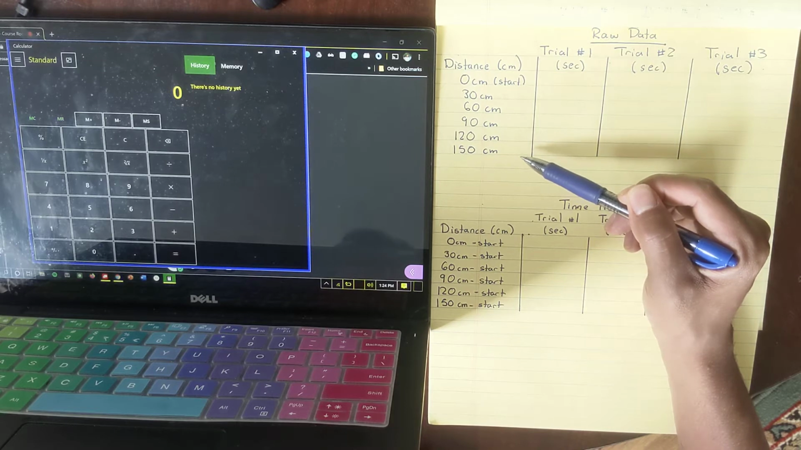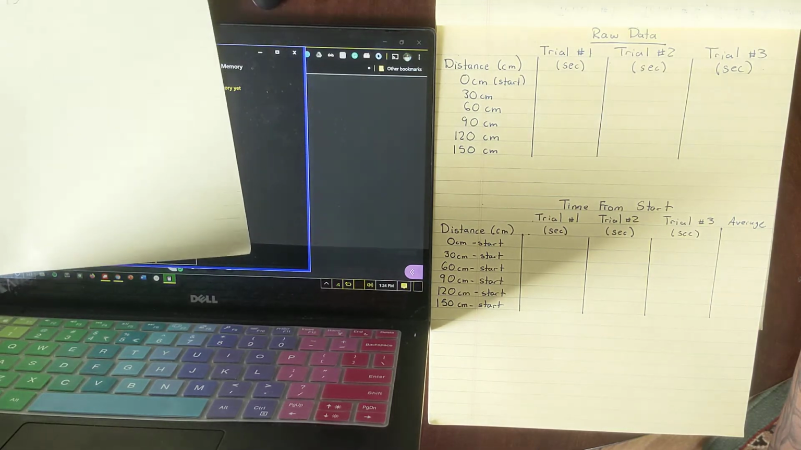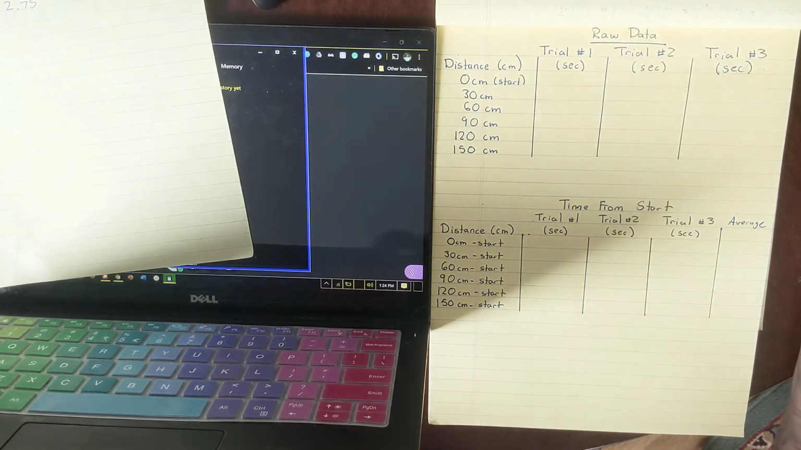Okay? I have some sample data here that I'm going to use. This is not data that's reflective of the actual YouTube video. To get the real data and to get credit for it, you're going to have to watch the videos and do your best to figure out at what time the ball crosses each line in each of the 3 trials.